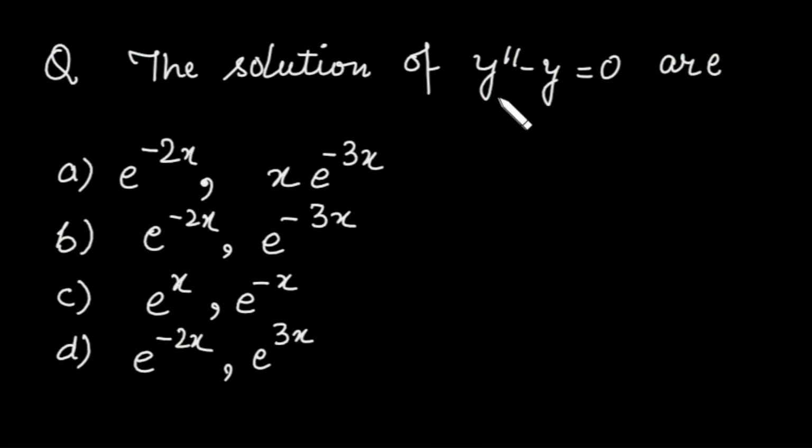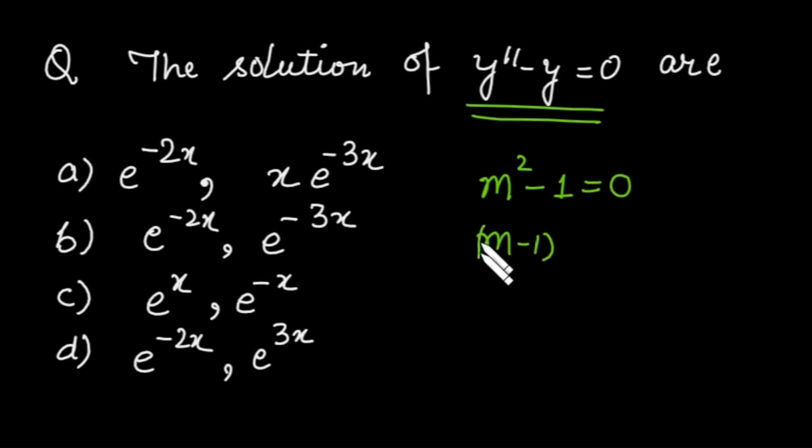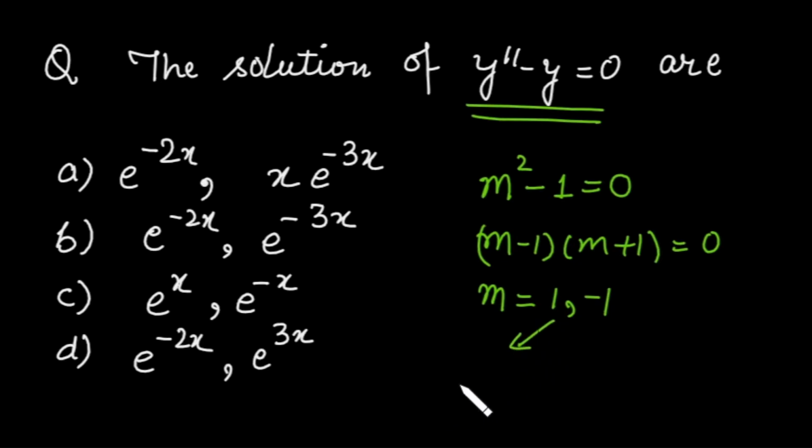Next question: what is the solution of this differential equation? For that we write the auxiliary equation, that is m square, and since there is no derivative term, we replace it by 1. So this must be equal to 0. This is the auxiliary equation in this case. From here we can write m minus 1 into m plus 1 is equal to 0, and the values of m are 1 and minus 1. Both the solutions are real and different. So one factor of the complementary solution is e raised to power x, and from the other, e raised to power minus x, and this is available in option C.